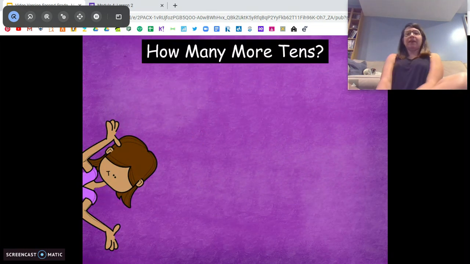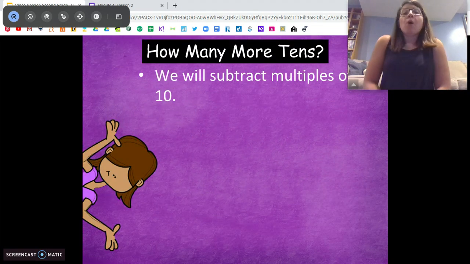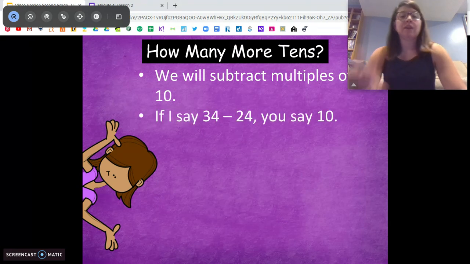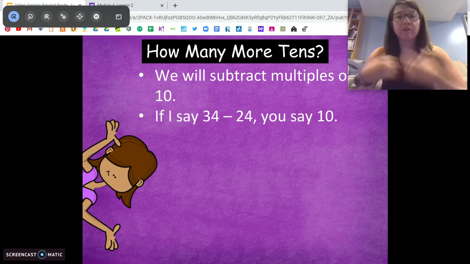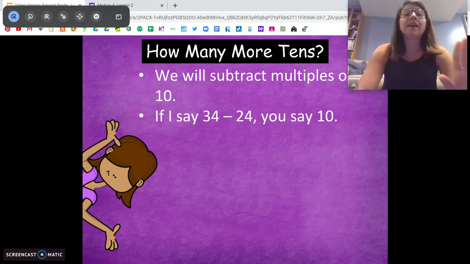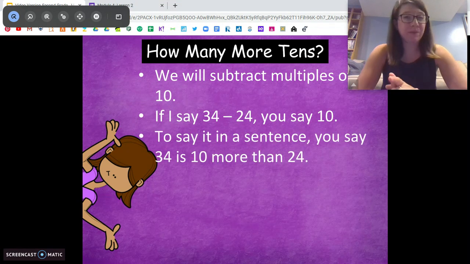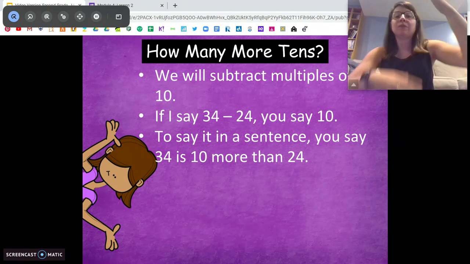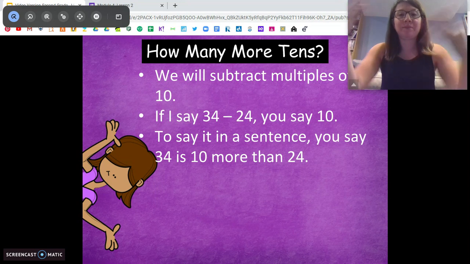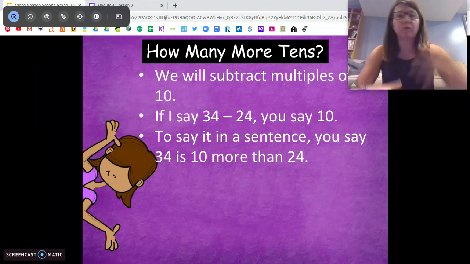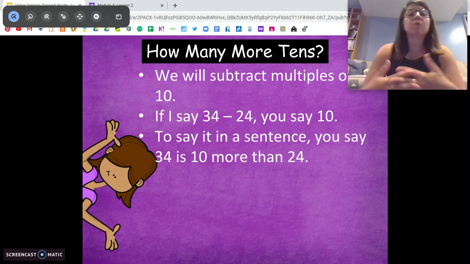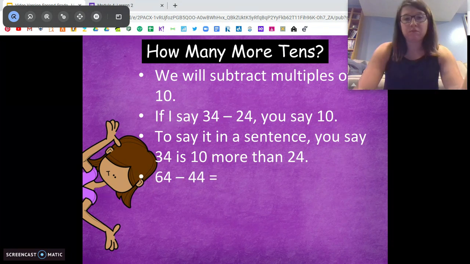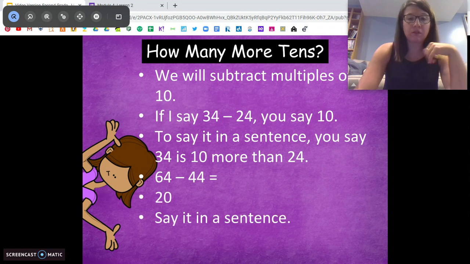All right, you can put your place value chart to the side. We're going to subtract multiples of 10. Here's how we're going to do that. If I say 34 minus 24, we get 10, right? If that doesn't make sense to you and you want to use your place value chart, by all means, go ahead. Okay? So we're just subtracting multiples of 10. We're just taking away tens. So to say it in a sentence, you'd say 34 is 10 more than 24, so on and so forth, okay?